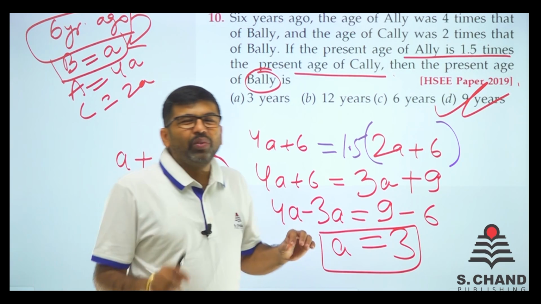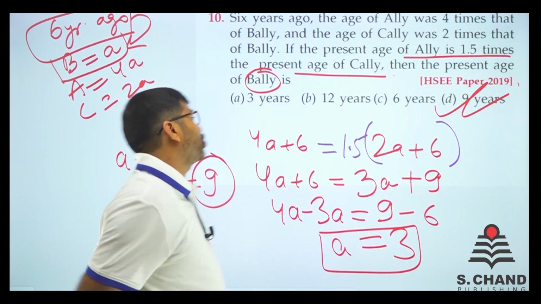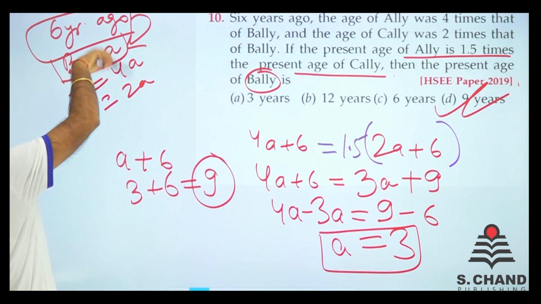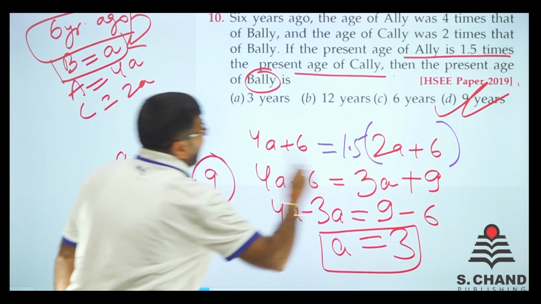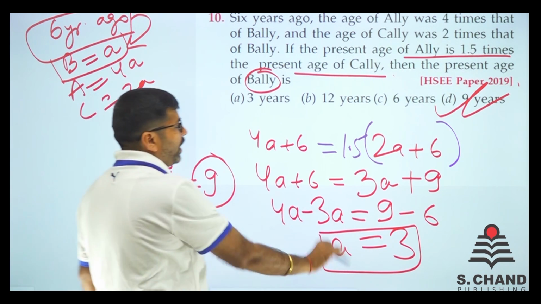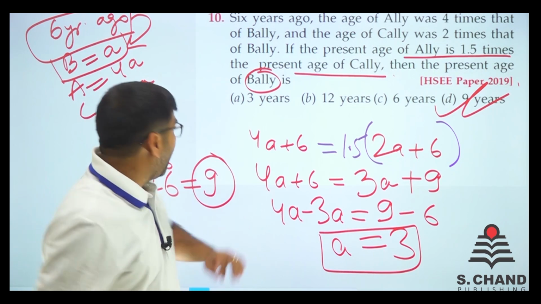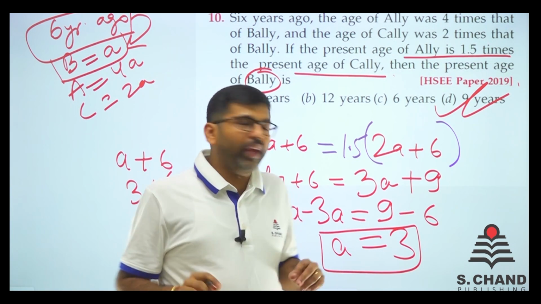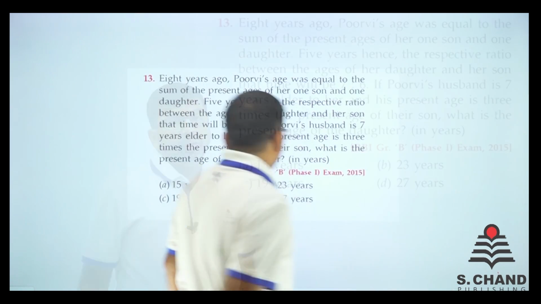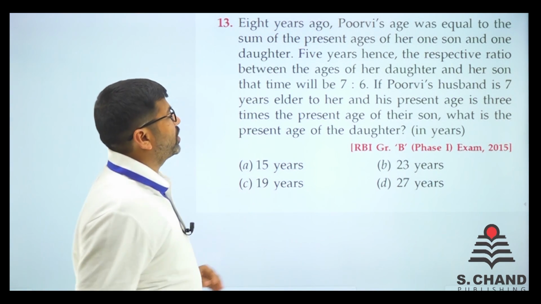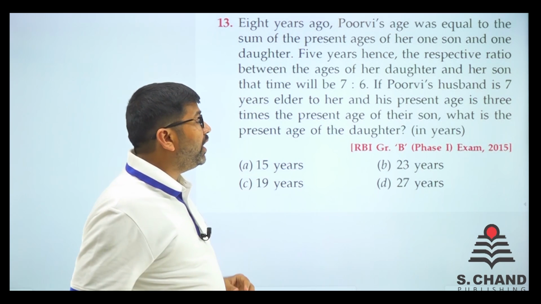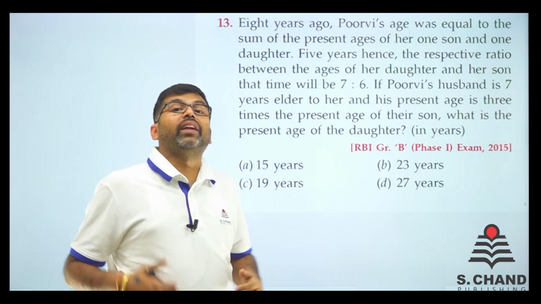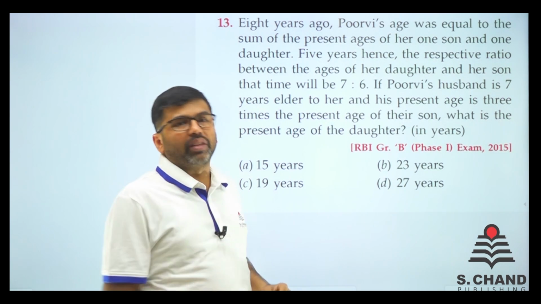So, you need very simple equations to solve. 6 years ago, it was the scenario. Now it is the scenario. Solve the equation very easily and you get the answer. And that is the only way you need to do it, right? So, we move forward. So, you see, this question is from RBI grade B. That is a very good question. Let's solve this question now.